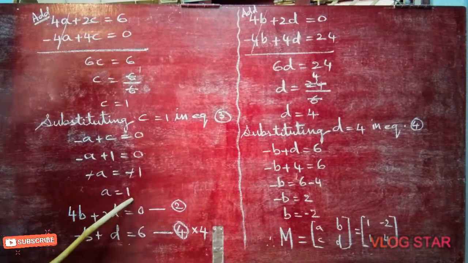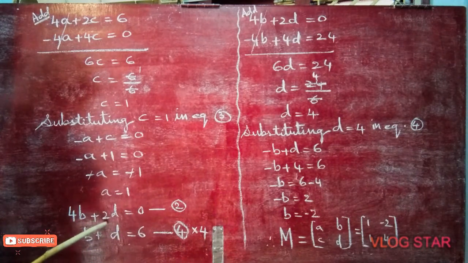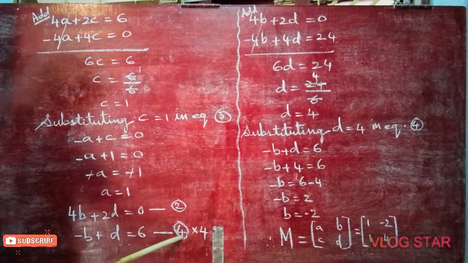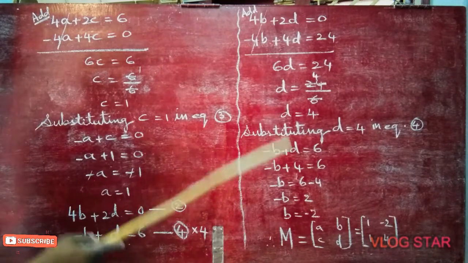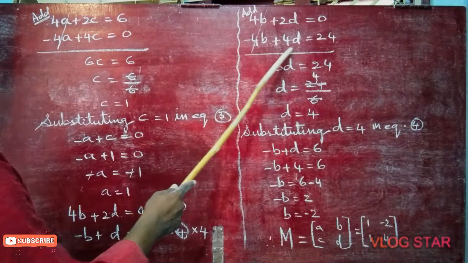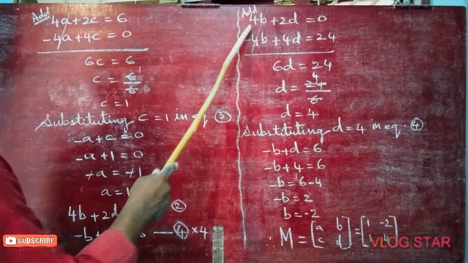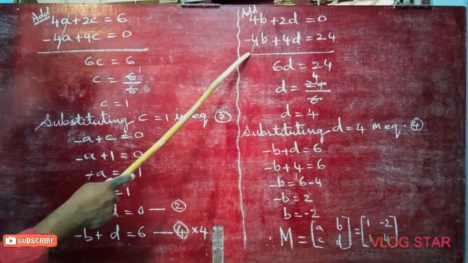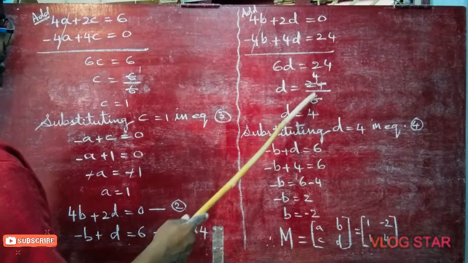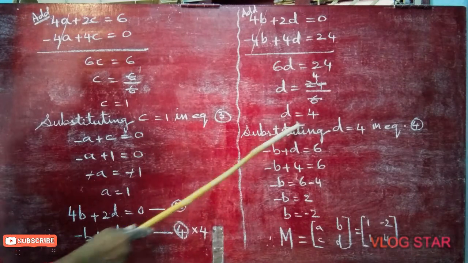Now the remaining two equations are the second equation and the fourth equation. 4B plus 2D is equal to 0. Minus B plus D is equal to 6. Multiply the fourth equation with 4. So 4B plus 2D is equal to 0, minus 4B plus 4D is equal to 6 4s are 24. Now you are adding these two equations because plus and minus get cancelled. 2 plus 4 is 6D is equal to 24. D is equal to 24 by 6. 6 goes in 24 4 times. So D is equal to 4.